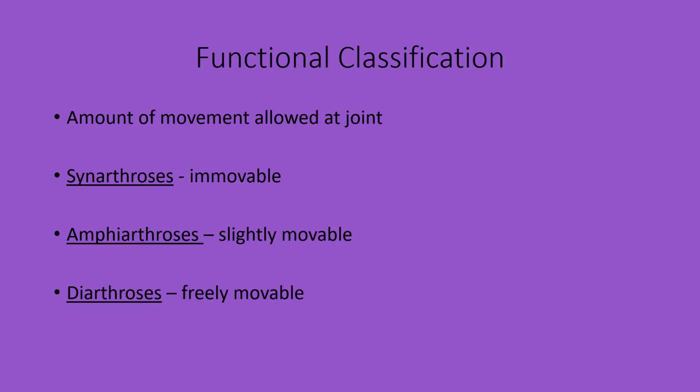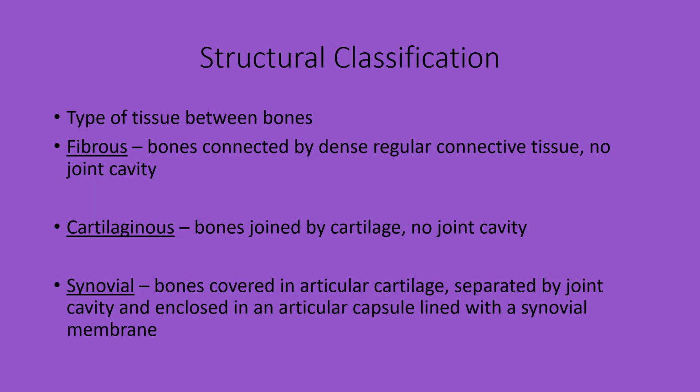If you look at the functional classification, you're looking at how much movement does this joint allow, and we have the full range. Synarthrotic joints are immovable. Amphiarthrosis is slightly movable, and then a freely movable one would be a diarthrosis. As I said, you can also classify joints according to the structure.